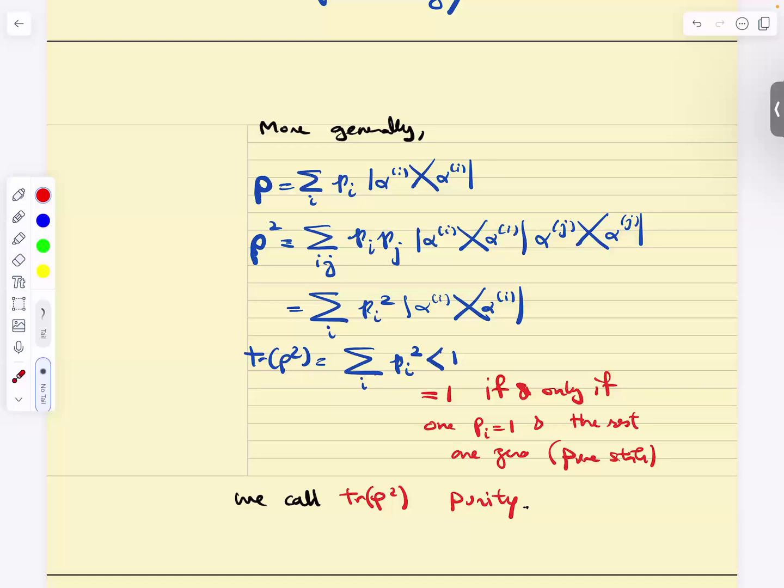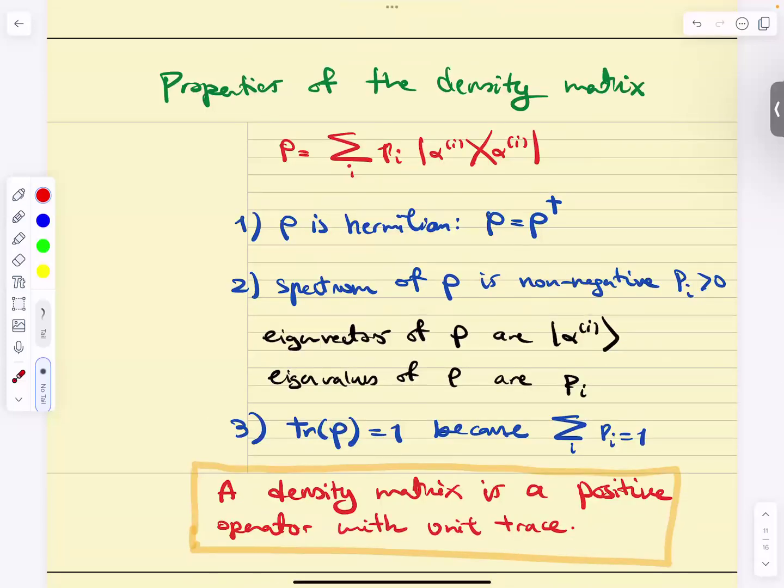Now, this is a question I was asking people. If I give you a matrix, how would you tell whether it's a density matrix? Let's go over the properties of the density matrix. A density matrix is Hermitian. Why is that? Well, take the dagger of that thing, the sum over i of p_i times projection. What's the dagger of a projection? Itself. So it's Hermitian. That means that its eigenvalues are real.